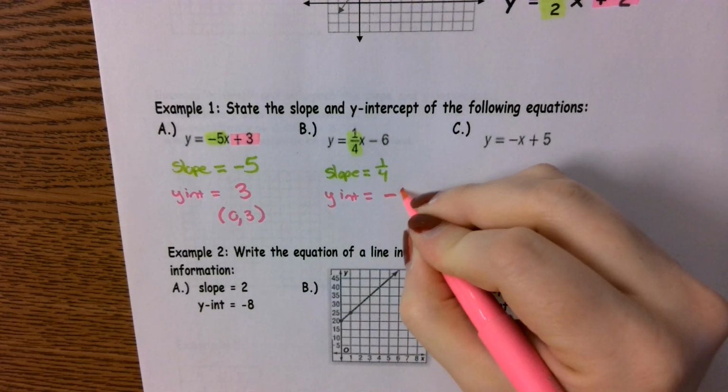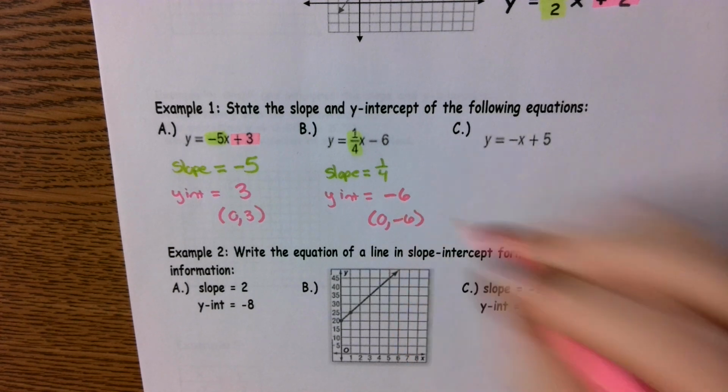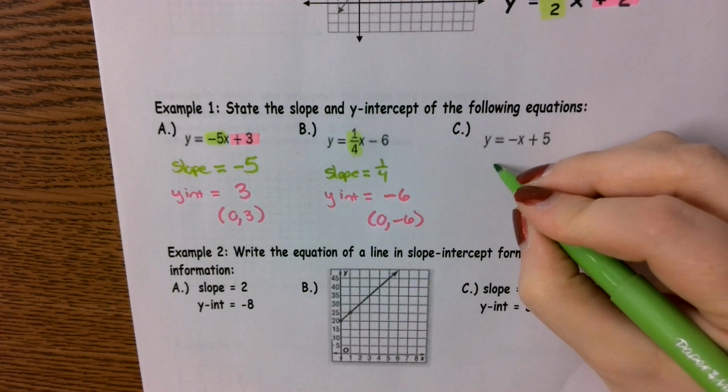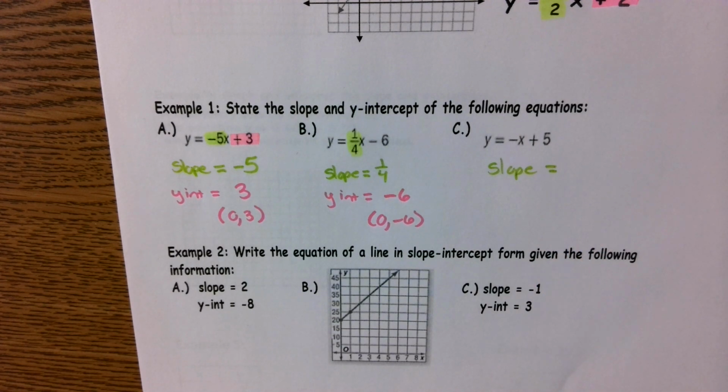So negative 6. Okay, if I were to write it as an ordered pair, it'd be (0, negative 6). Okay, what about for problem C? What is my slope for problem C?